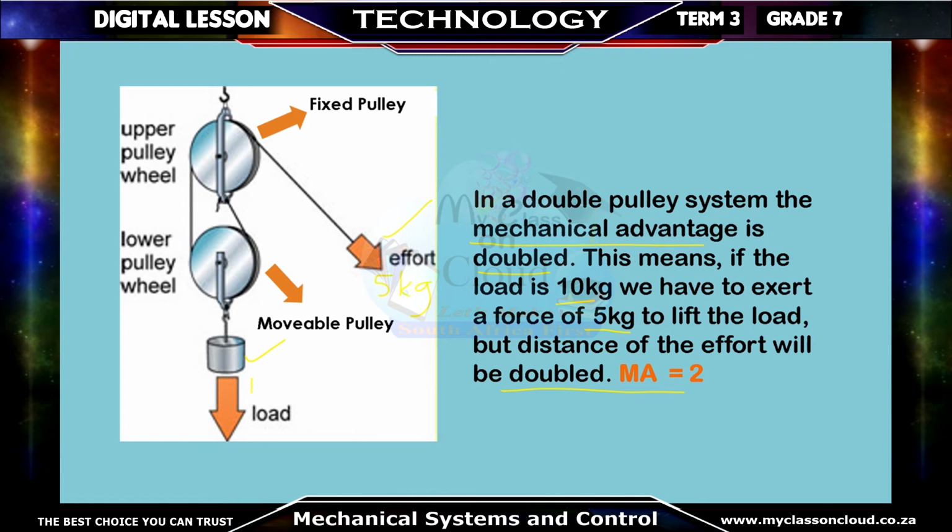Although this load is 10 kilograms, where is the trade-off? The trade-off is that if you pull the side 50 centimeters, the load will only go up 25 centimeters. So the trade-off is that, although it is a compound pulley system, the less effort you put in, you will still lift the load, but you will lift it at half the distance. We can then say the effort distance will be doubled. The mechanical advantage is equal to 2.